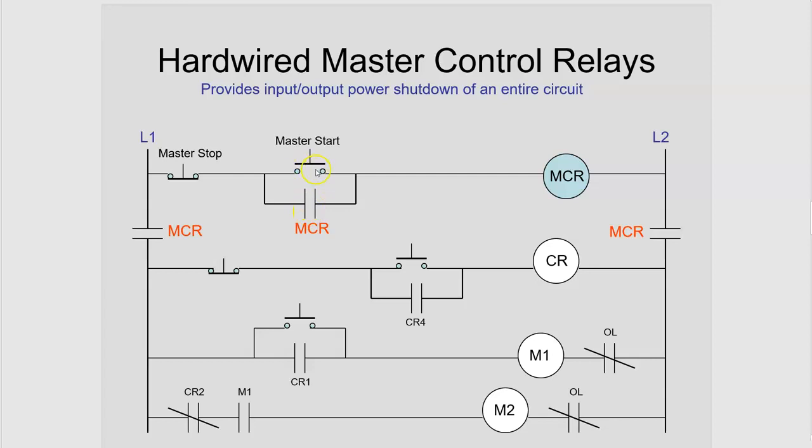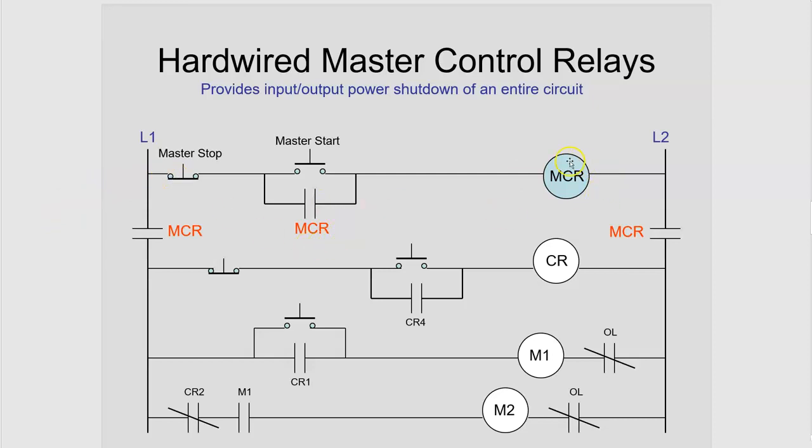Now remember, this is still pressed. This is true. When you release this, you no longer have logic continuity or power flow through the master start push button, but because this now is true, you have continuity through here, and it keeps this MCR latched down or locked on until you press the master stop.